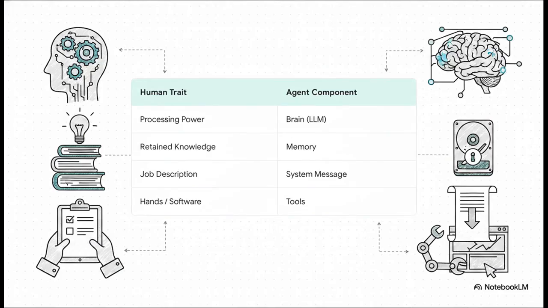Let's try mapping some of this complex technical jargon directly onto human traits. Think about it. A human team member needs processing power to think, which, let's be honest, is usually fueled by coffee. For an AI agent, that brain is a large language model. A human also needs retained knowledge, right? That translates to the agent's memory. A human needs a job description so they know what to do without you having to retrain them every single Monday morning. For our agent, that's called a system message. And finally, humans need hands to actually operate software. For the agent, those hands are its tools. If you can wrap your head around this framework, you essentially understand AI agents.